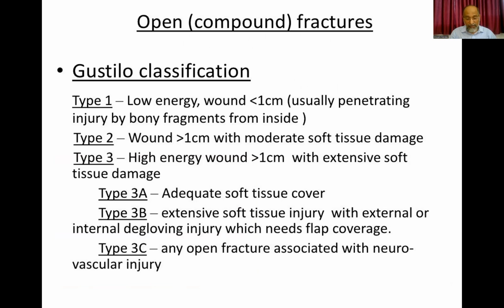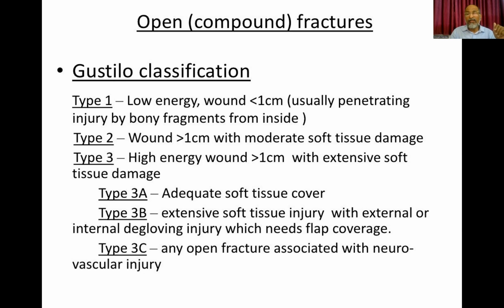And then we have got little details of the compound fracture. The compound fractures can be classified according to the amount of the wound. The classification goes by the name of the Gustilo classification, which can be a type 1, a low energy wound when the size of the wound is less than 1 centimeter, and this usually occurs when the fractured fragment is coming from inside to outside, and usually they are not contaminated. They are usually sterile in nature.